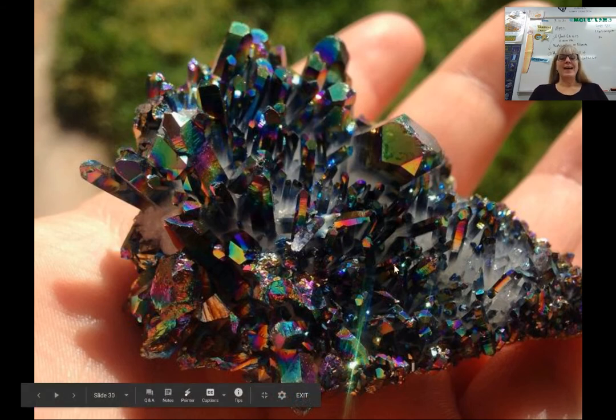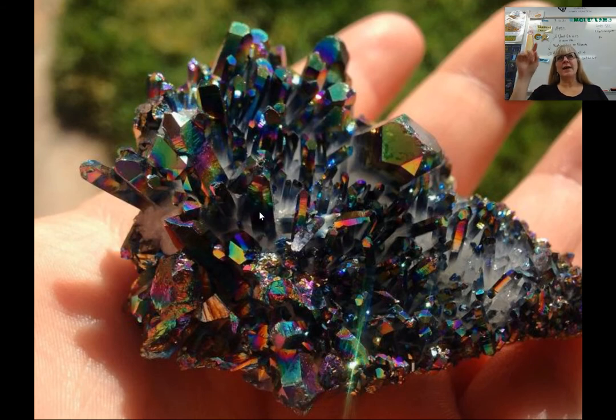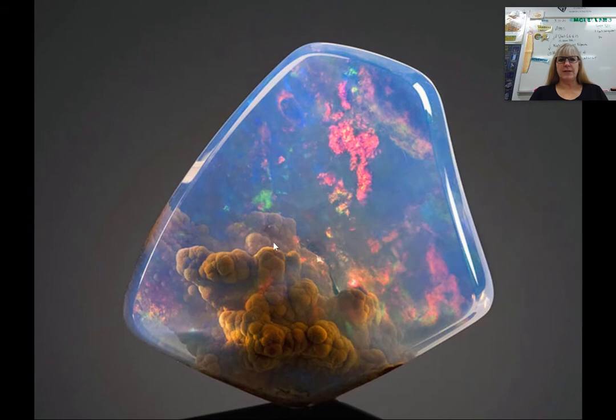But this one, what happened is quartz is SiO2, so a silicon atom with 2 oxygen atoms. And sometimes that silicon atom will be replaced by another atom that's a similar shape and maybe the same charge. And this one's been replaced with titanium. This is a titanium quartz. Isn't that so cool, though? It gives off all these colors when you put it in the sunlight.